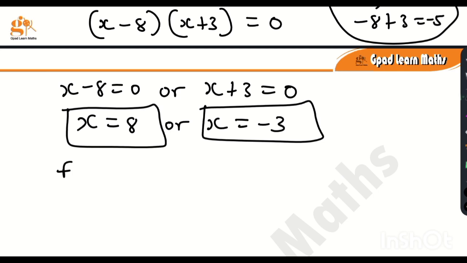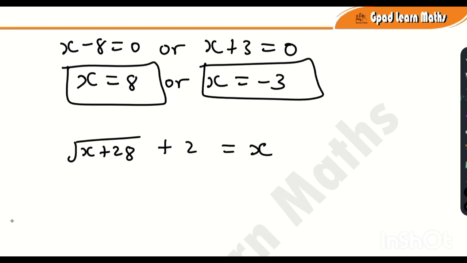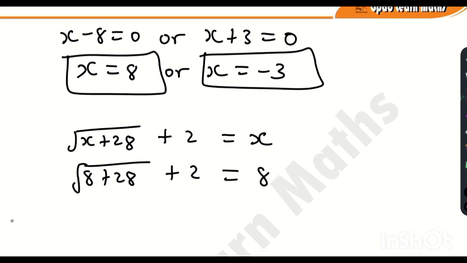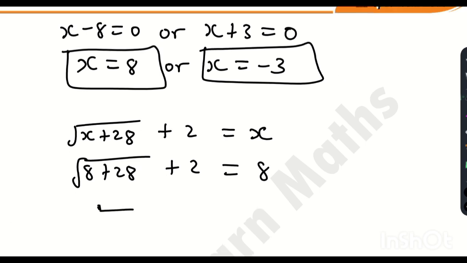So let's start with when x is equal to 8. So let's plug in 8 into this equation. That will be 8 plus 28, with the square root there, plus 2. Let's see if this will give us, remember, x is what? 8. So what is 8 plus 28? That's 36. So the square root of 36, let me rewrite this again. The square root of 36 plus 2. Will this give us 8?